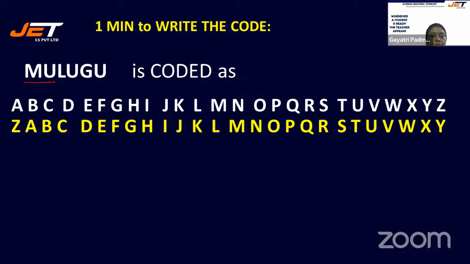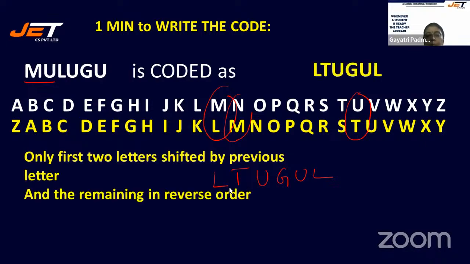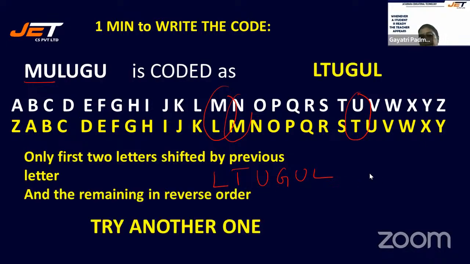Now let us try Mulugu. MULUGU. For the first two, M is L, and for U, it is T. So it is LT, and the balance is written in reverse order, that is UGUL. So this is how it is written, LTUGUL.